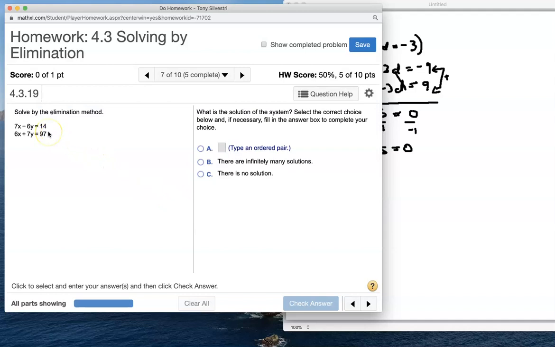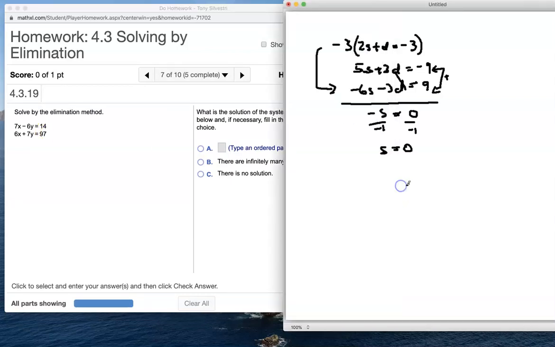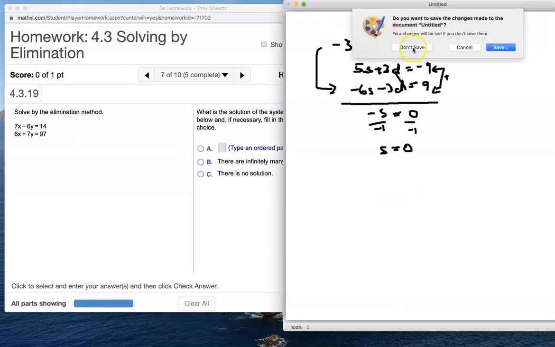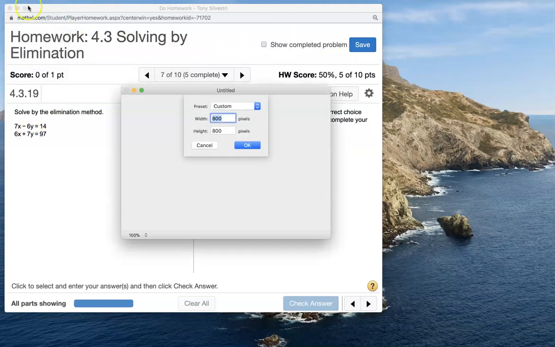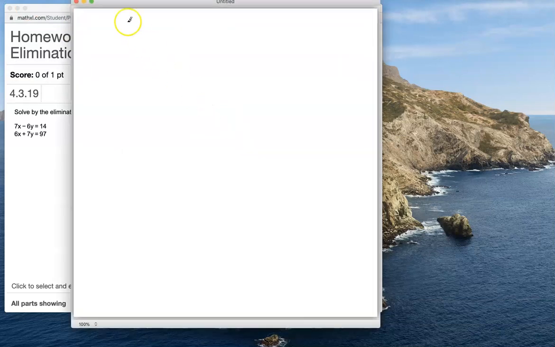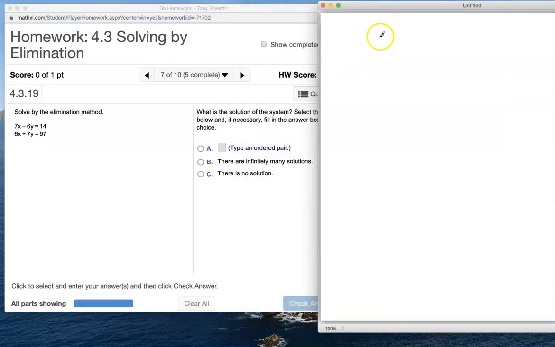Now this one is going to take a little bit of work. And there's no way around it, because of the numbers that we have here. So I'm going to need another sheet of paper. New. Okay. Put that in there. 7x minus 6y equals 14. This is 6x plus 7y equals 97. Ooh, that's a big number.